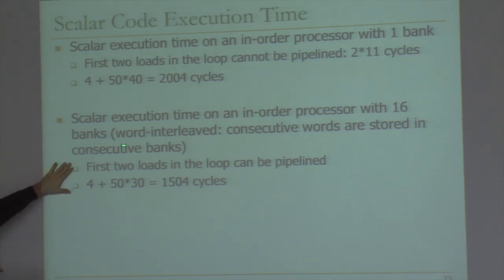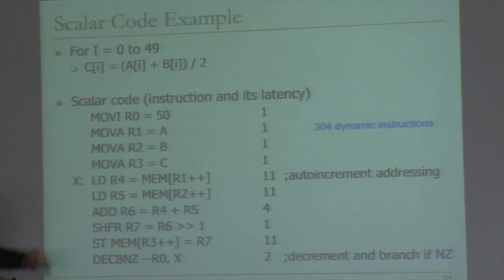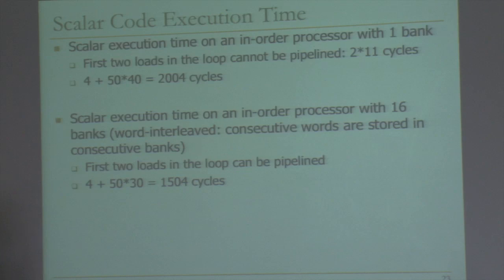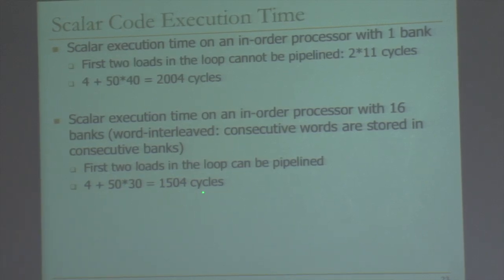If you have an in-order processor with 16 banks, and you interleave memory, as I discussed earlier, if you word interleave, consecutive words are stored in consecutive banks, such that you can access 2 consecutive words in a pipelined manner. Now you can pipeline the first 2 loads, right? While this load accesses bank 0, this other load accesses bank 1. Again, there's another assumption here: the data elements they access map to different banks. And you can imagine this can get complicated, right? If you're accessing many arrays, you need to ensure that for the multiple loads to proceed in parallel, they are mapped to different banks. In this case, it takes 1,504 cycles.